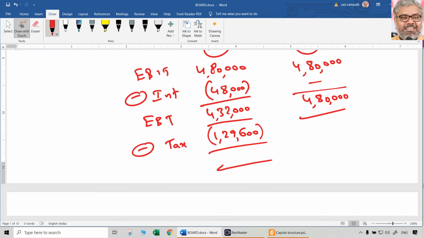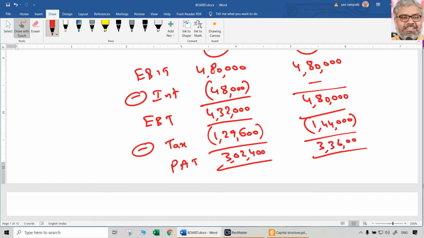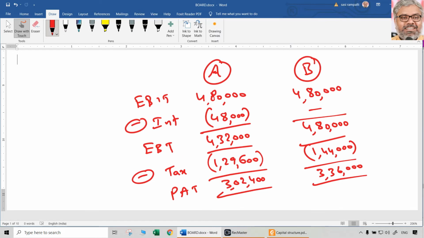So 432 minus 30%. What is the profit after tax? 3,02,400. Same way, 30% on 4,80,000 will be 1,44,000. That is a tax. Then remaining will be 3,36,000. That is profit after tax under Plan B.